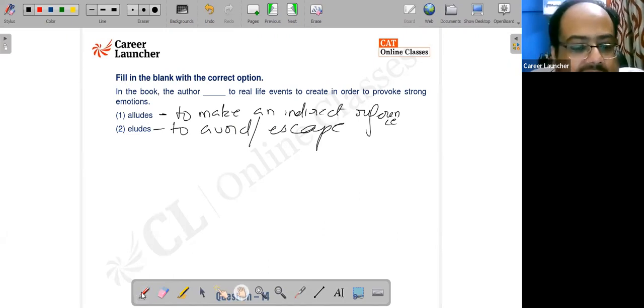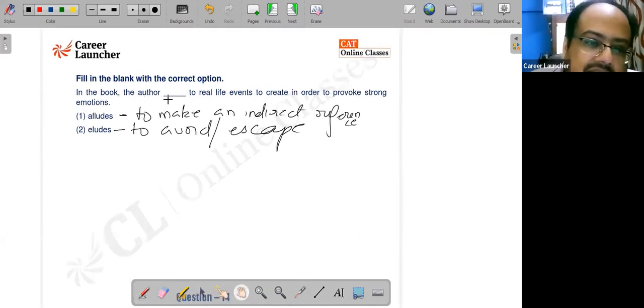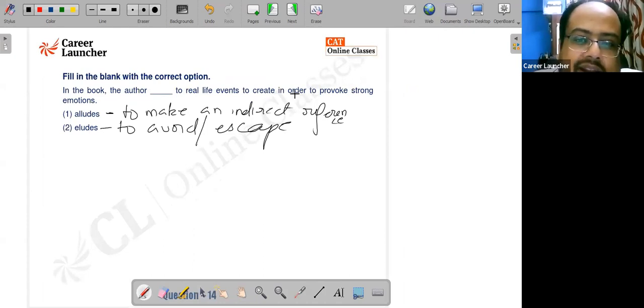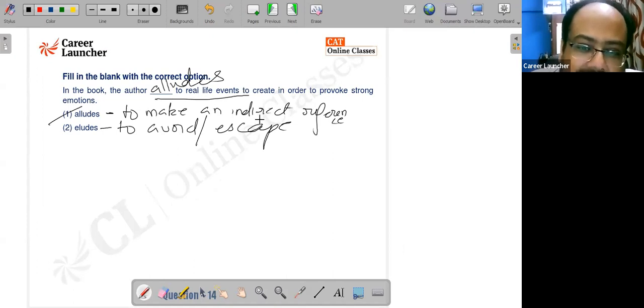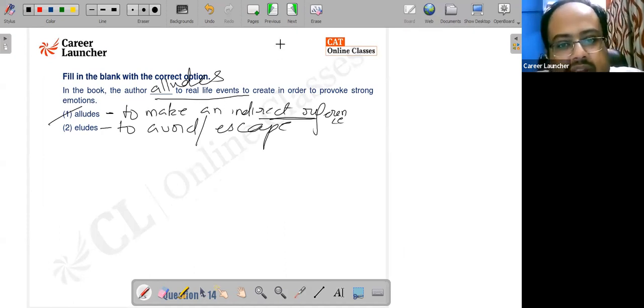So now if we have a look at the sentence, it says, in the book, the author dashed to real life events to create in order to provoke strong emotions. And here it is the first option, alludes to real life events. What does it mean? That he makes an indirect reference to real life events. That is what the sentence means. The author makes an indirect reference to real life events. So here it's the first option.